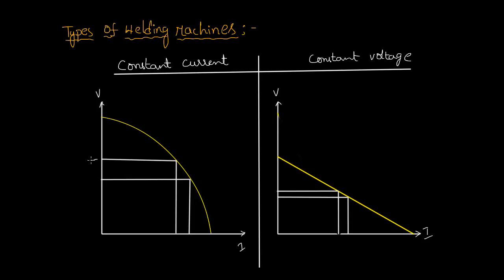If I change voltage by some small difference, the corresponding change in current is very small when compared to this voltage change. So for a small change in voltage, the change in current is neglected. That means it is called constant current. Ideally it is not constant, it is not lying in the same line. The difference is there, but it is very small when compared to the voltage change. So this graph is called drooping characteristic graph.